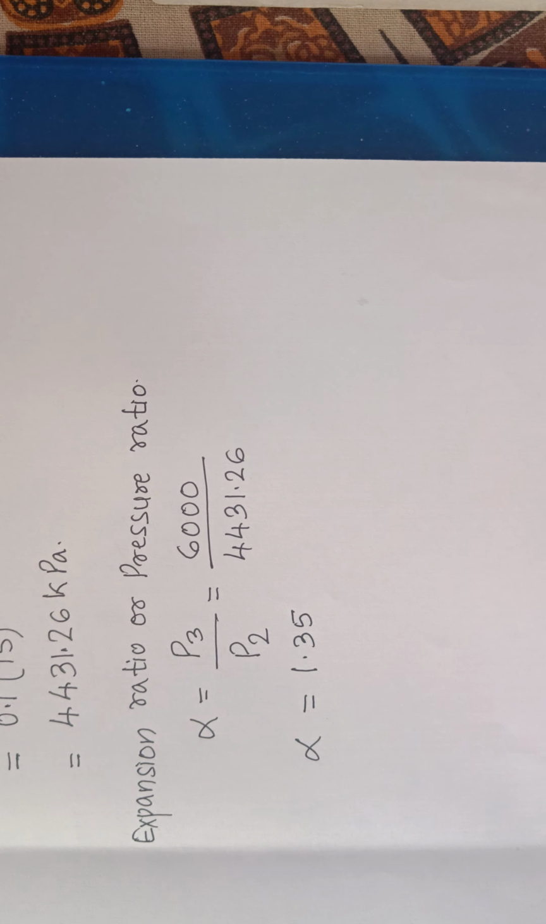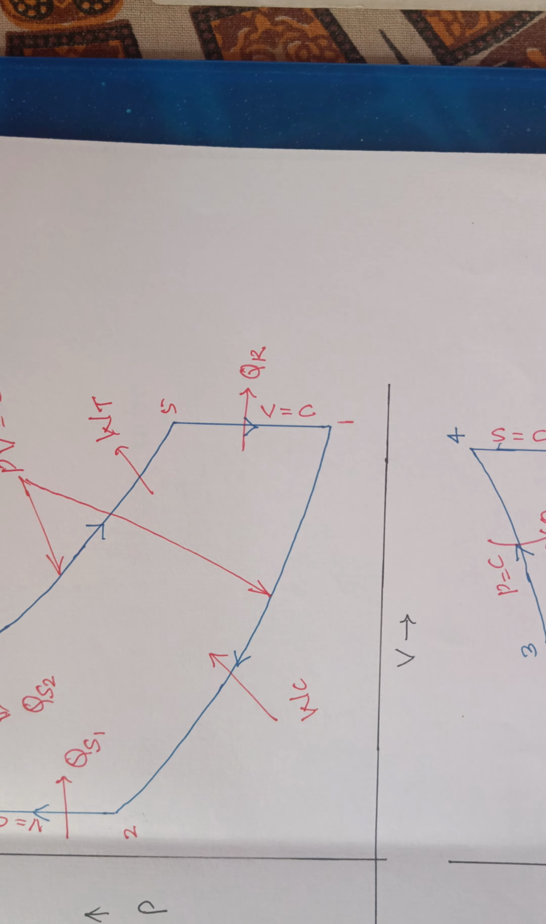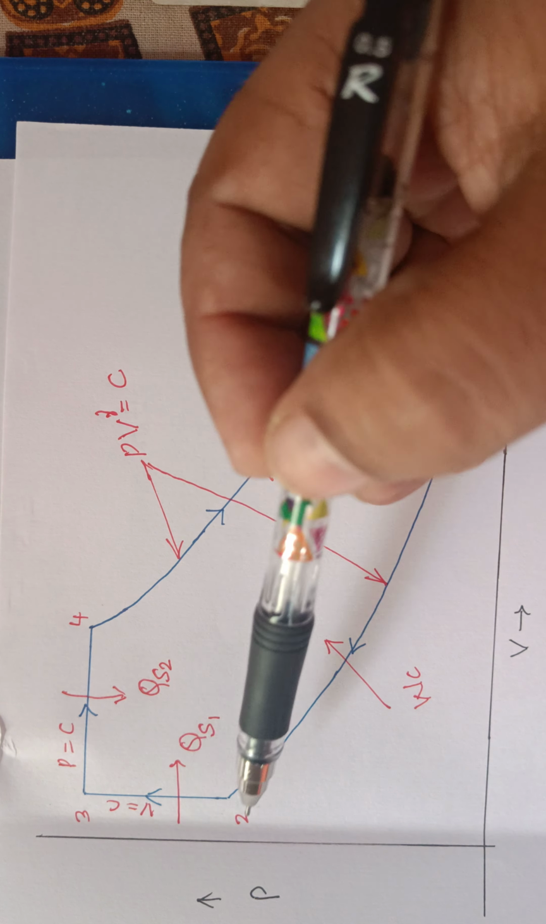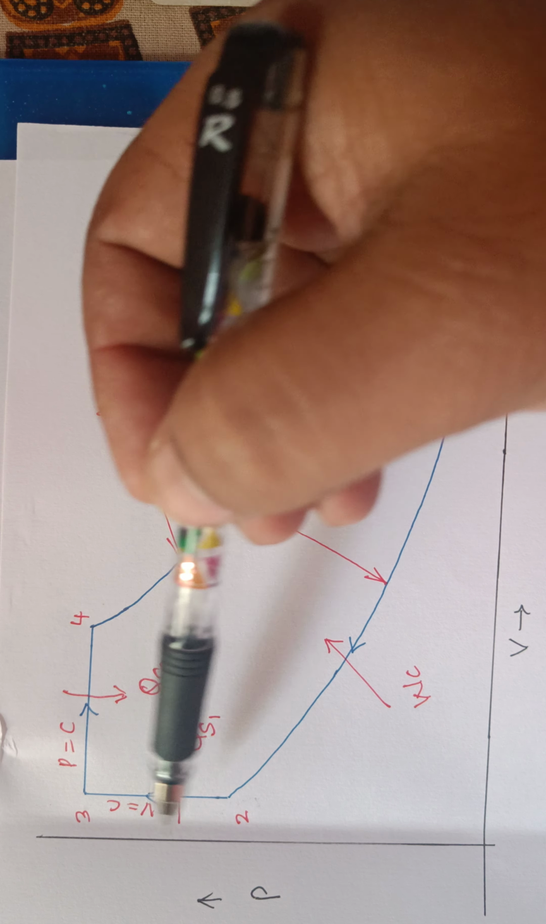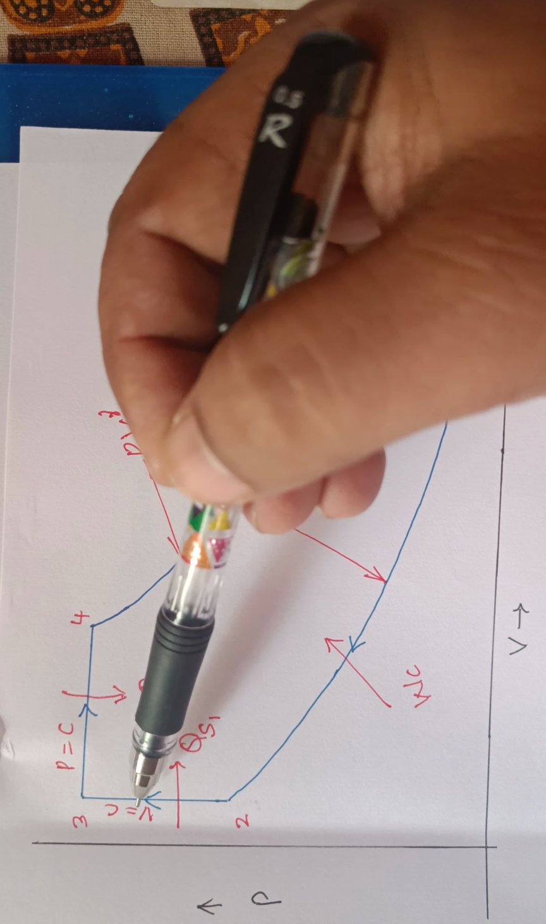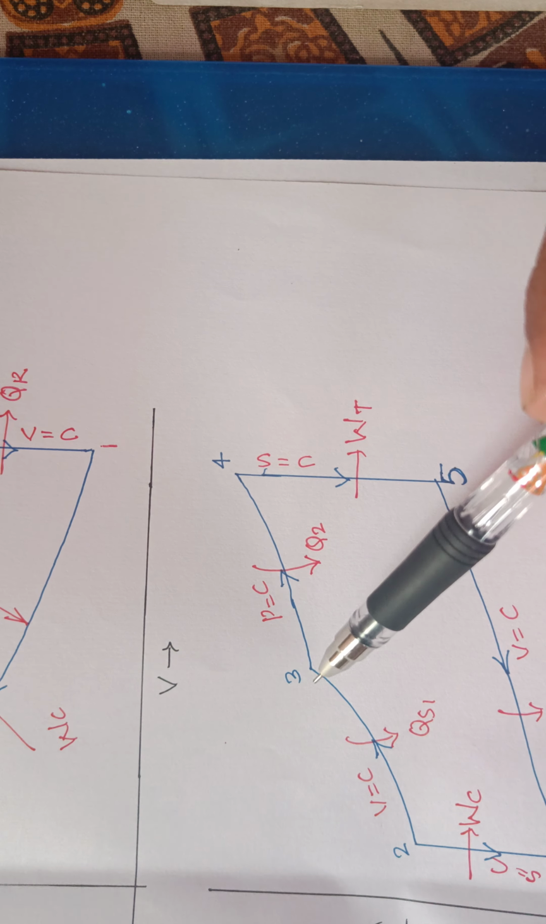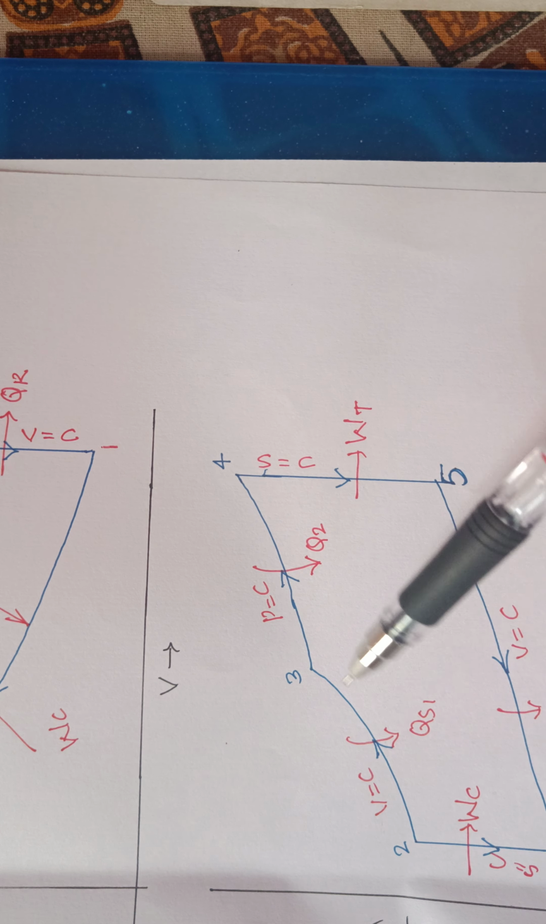Upon calculating the value of alpha, now let us take the next process, that is the constant volume heat addition process. I'll just get back into the PV and TS diagram, that is during the process 2 to 3. You can see this process 2 to 3 is a constant volume heat addition process. Let us write the PVT relationships and find out the value of T3.